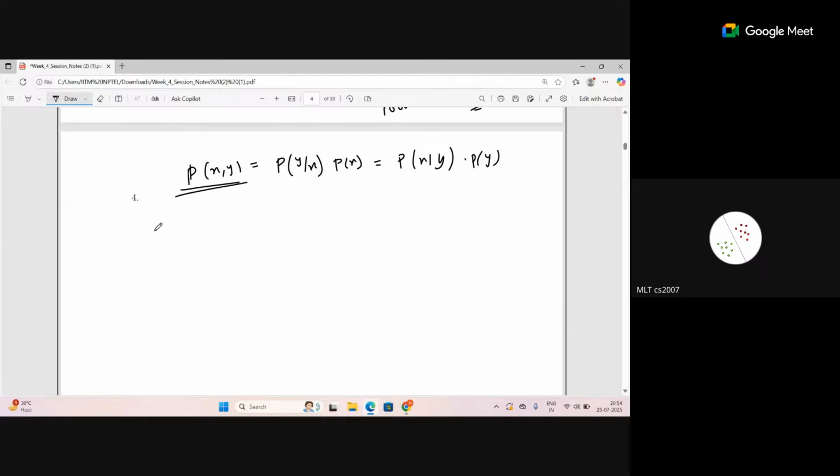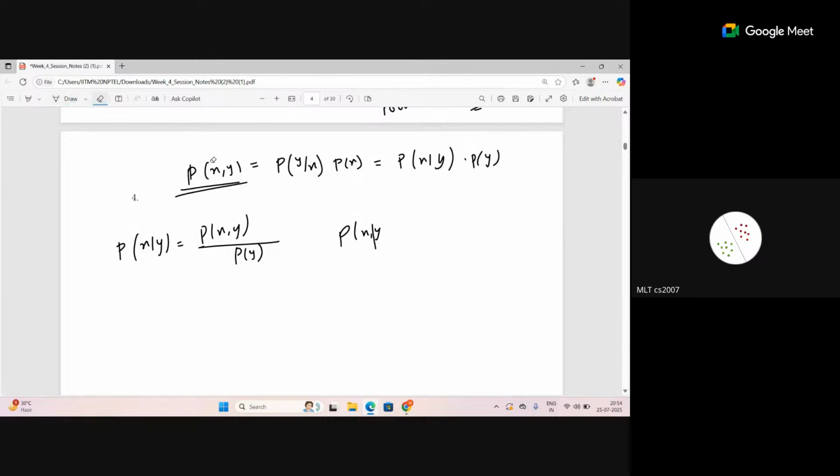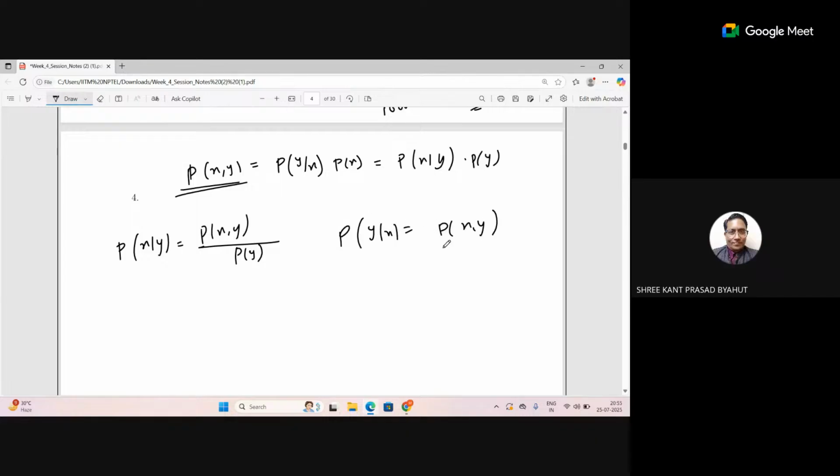It's a joint density. So what is the conditional density? The probability of x given y is probability of x, y divided by probability of y, right? And the probability of y given x is probability of x intersection y divided by probability of x. So if I multiply this with this, I'll get this.